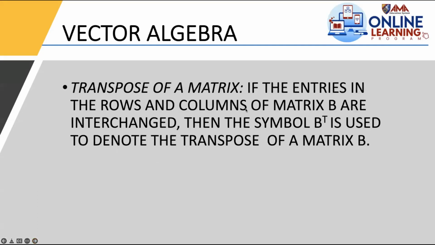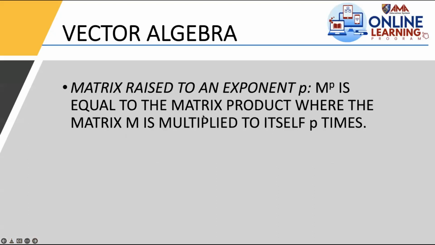This one is easier. I think I explained this a little while ago. If the entries in the rows and columns of matrix B are interchanged, then the symbol we use denotes the transpose of a matrix B. I explained this a little while ago, right? Let's give an example later.